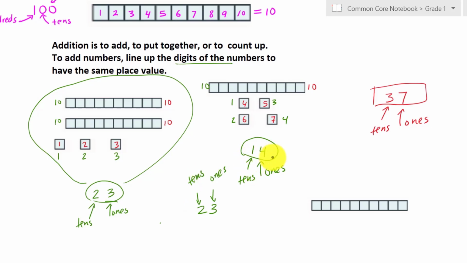So look at number 14. Where's my ones? My ones is the 4. And what is my tens? My tens is the 1. So now they all line up. So we add the 2 numbers together.